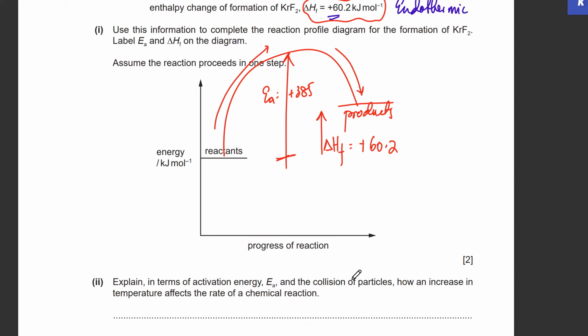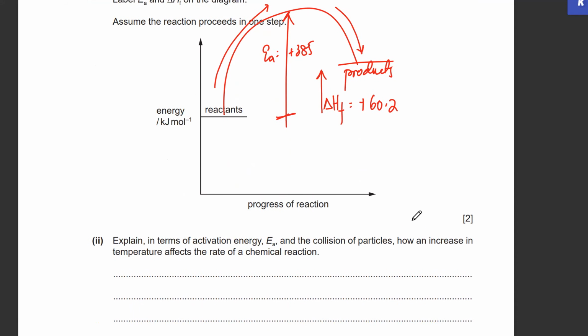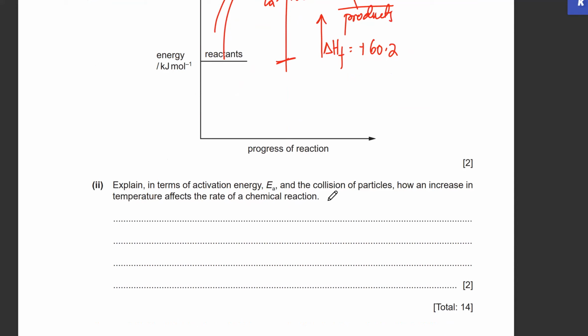Yes, sir. Now next one: explain in terms of activation energy and the collision of the particles how an increase in temperature affects the rate of a chemical reaction. So that's a simple question. Higher temperature, what happens? More kinetic energy. So 2 things happen.